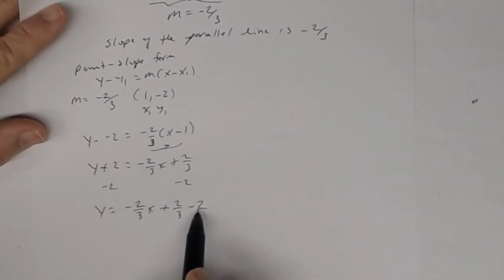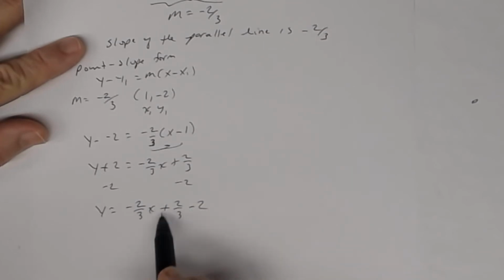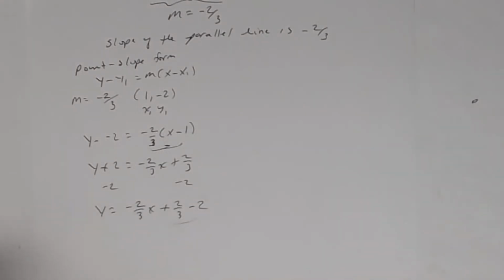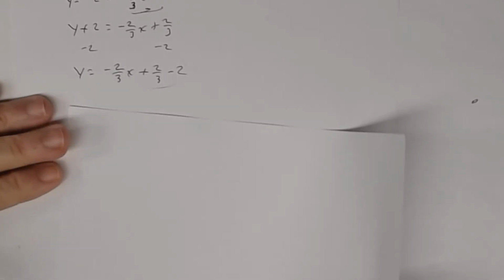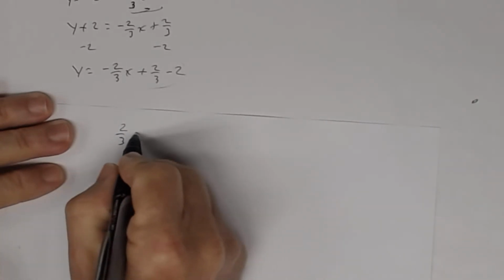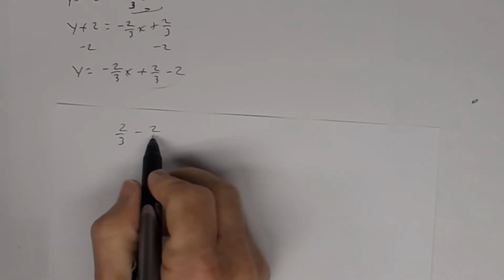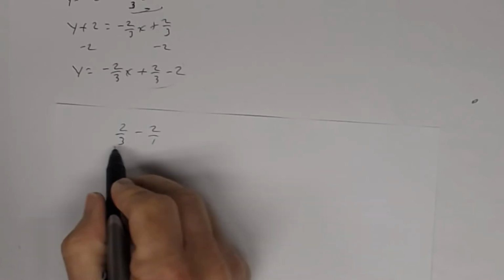Now be careful. You don't want to leave your answer like this. You have to combine those like terms here. So 2/3 minus 2, remember what that is. Let me get another sheet of paper out. So 2/3 subtract 2, you have to find the equivalent fraction. The LCD here is 3.